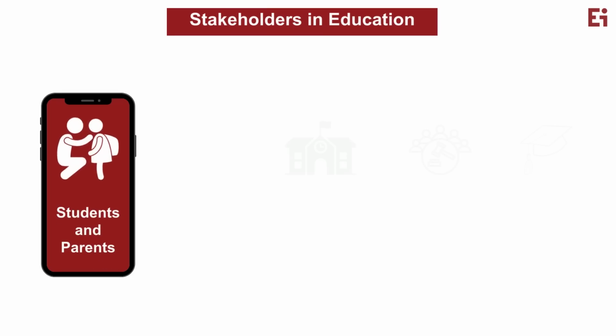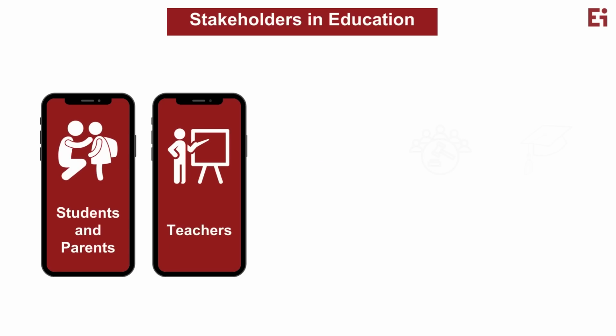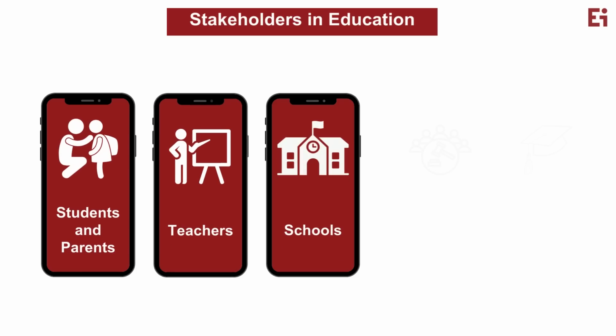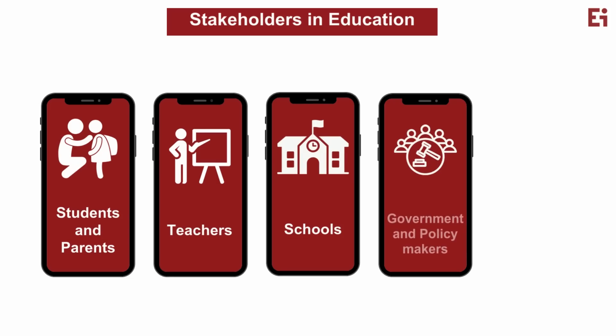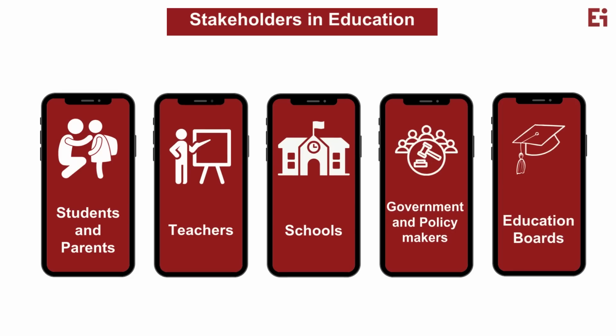In the field of education, there are several stakeholders who play important roles. These include students and parents, who are the heart of the learning process, teachers who guide and educate, schools which provide the environment for learning, government and policymakers who set the rules and regulations, and education boards which oversee standards and assessments. Each of these stakeholders contributes to the overall success of the education system.